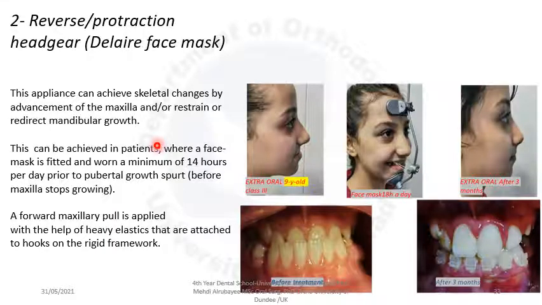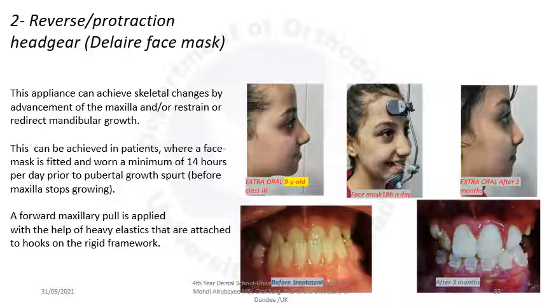Reverse or protraction headgear, or face mask. This appliance can achieve skeletal changes by advancement of the maxilla and/or by restraining or redirecting the mandible backward. This can be achieved in patients where a face mask is fitted and worn a minimum of 14 hours per day prior to the pubertal growth spurt, before the maxilla stops growing, which is usually at 9 years old.